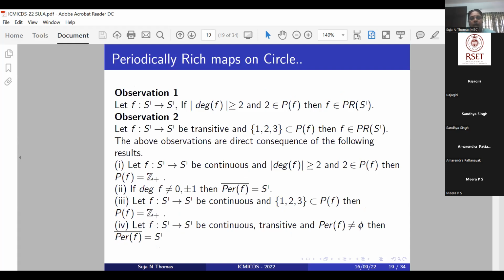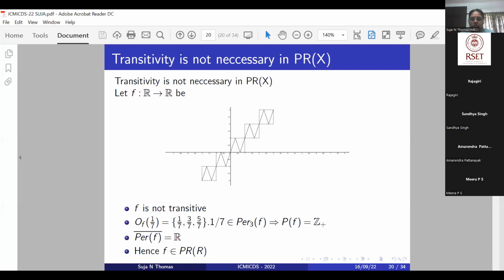Now, considering the maps on circles, there are a few direct consequences of results in the literature. One is if the mod degree of f is greater than or equal to 2 and f has a period 2 point, then f is periodically rich. And the other one is if f is transitive and f has a periodic point of period 1, 2, or 3, then f is periodically rich.